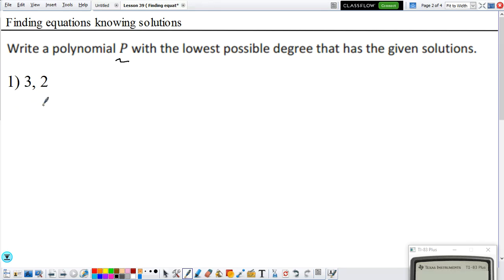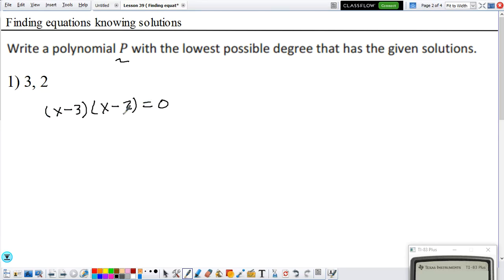That is x minus the first solution, which is 3, times x minus the second solution, equal to 0. This is the setup. You're going to get each of those solutions and write it in factor form. So the first solution is 3, so my first factor is x minus 3. My second solution is 2, so my second factor is x minus 2.